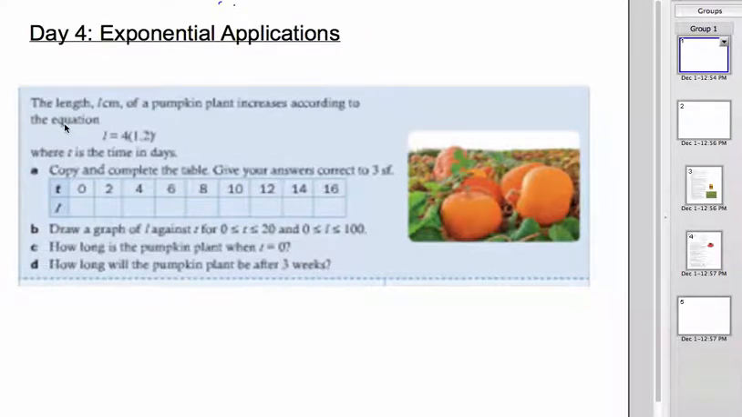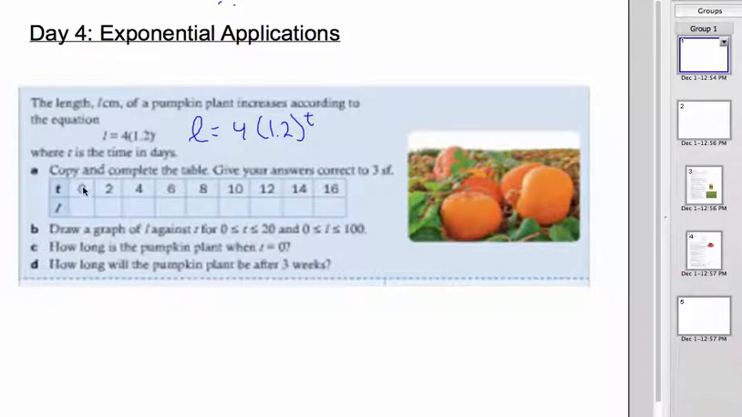So in this first example, the length L centimeters of a pumpkin plant increases according to the equation. Let me write this a bit clearer. L equals 4 times 1.2 to the power of t, where t is the time in days. So we're going to fill this out now.